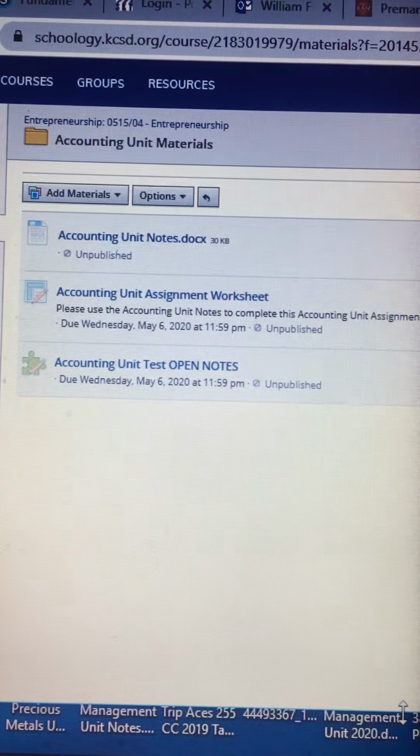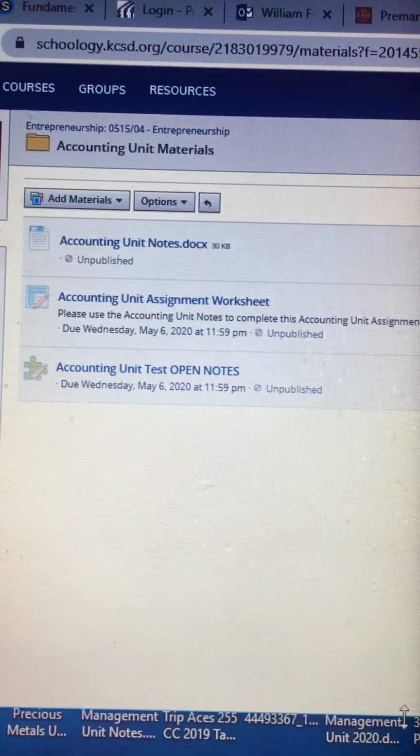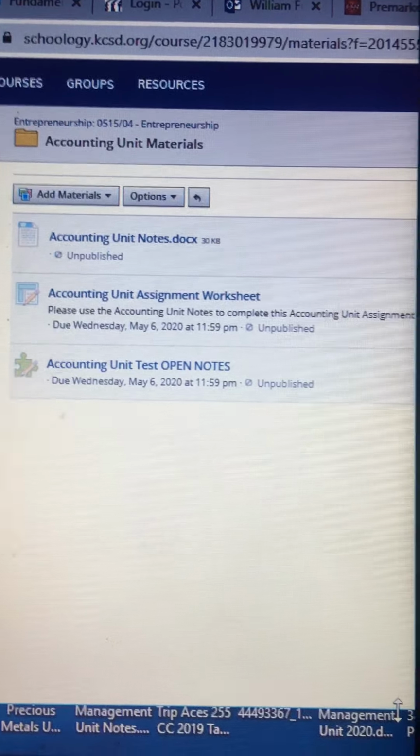You already have the unit notes, the unit assignment worksheet that's due on Wednesday, and the unit test, which is open notes, due on Friday by midnight. All right, so let's just jump right into the notes.